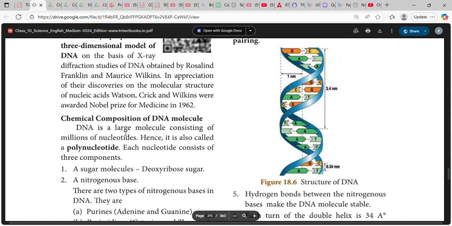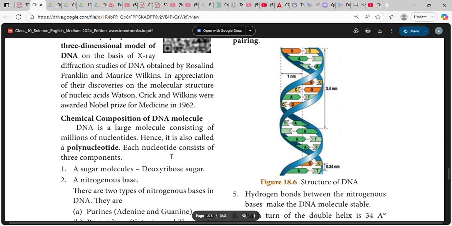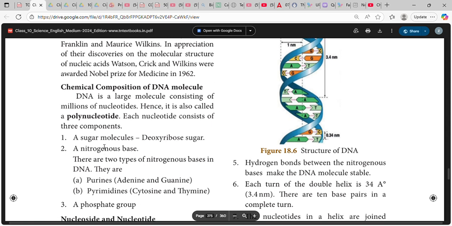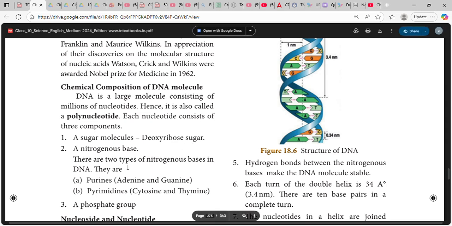Chemical composition of DNA molecule. DNA is a large molecule consisting of billions of nucleotides and is also called a polynucleotide. Each nucleotide consists of three components: a sugar molecule, deoxyribose sugar, a phosphate group, and a nitrogenous base. There are two types of nitrogenous bases in DNA.